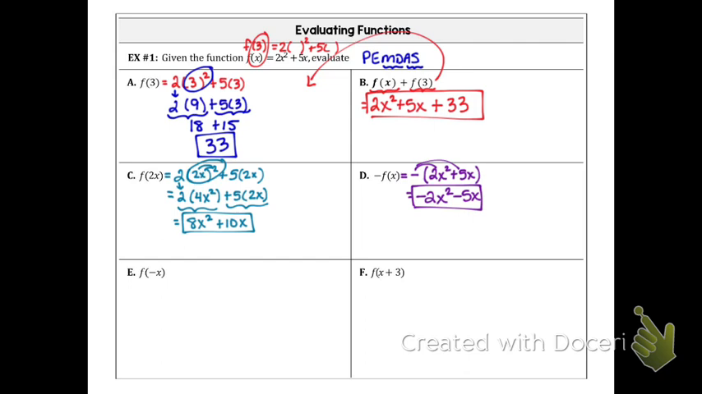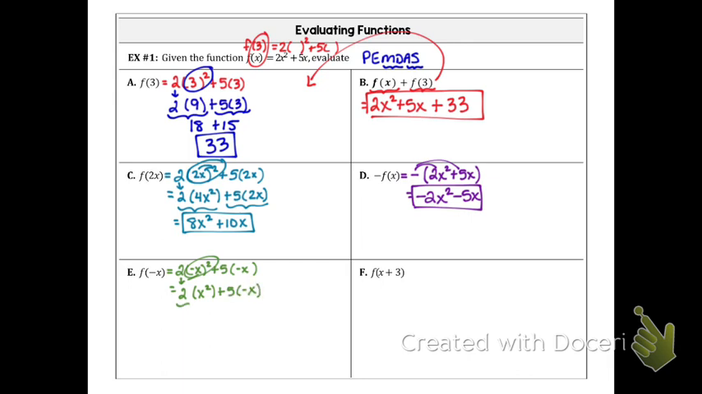E is a lot like A and C. So E says we're going to take f of negative x, so we're going to plug in negative x for x. So I'm going to build my skeleton. I'm going to plug in negative x for x. Can't work parentheses, but I've got exponents. So I'm going to bring down that 2 in front. And negative x, all of it squared. Remember, that's the same thing as negative x times negative x. Or remember, anytime you take a negative number and you square it, it's always going to be positive. So I know that the negative x squared is going to become a positive x squared. And I'm going to bring down the rest.